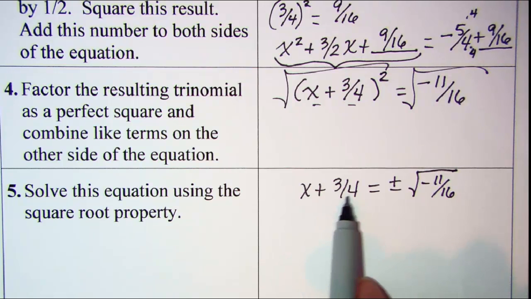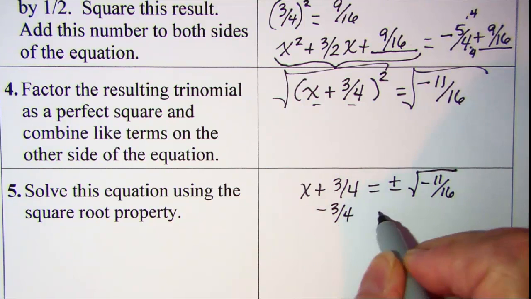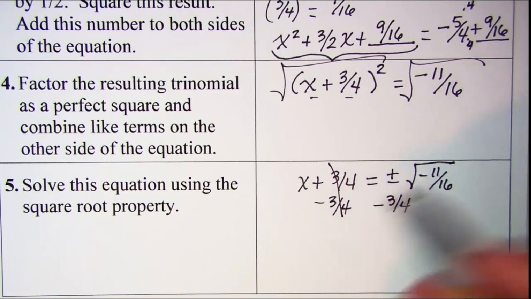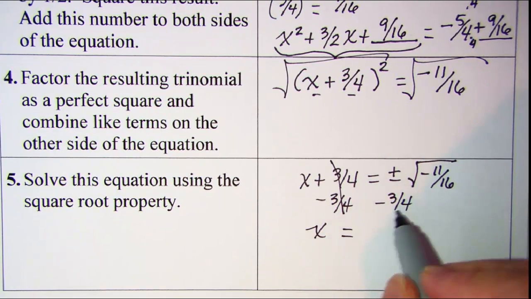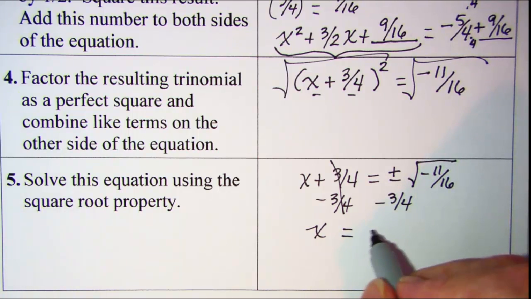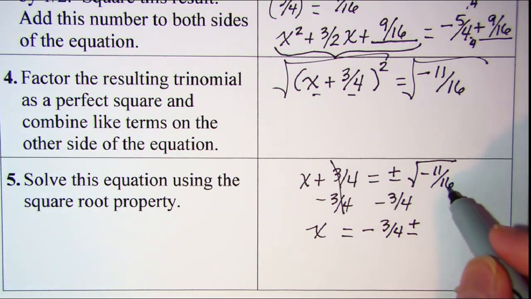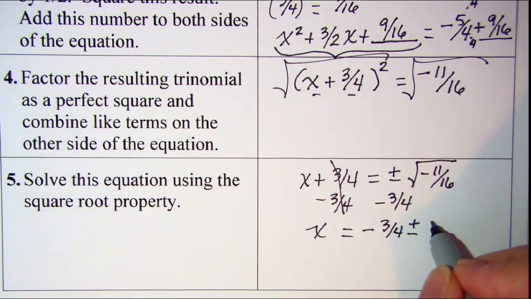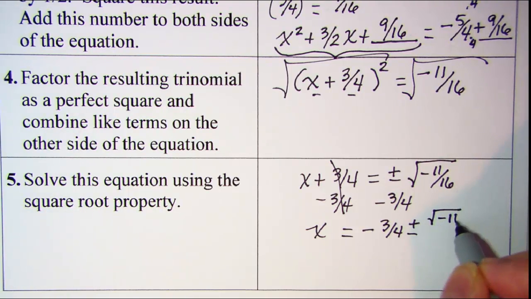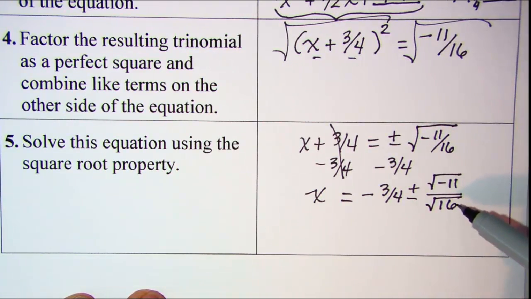Now I'm solving for x, so I need to remove this 3/4 from the left side. I'll subtract 3/4 from both sides. These will cancel, and I have x is equal to, now this is a rational number, and this is irrational, so I can't combine those. I have to write them as separate terms of negative 3/4 plus or minus. And I'm also going to separate this single radical into two radicals. I have the square root of negative 11 in the numerator and the square root of 16 in the denominator. Now the reason I separated them is because I can square root this 16 in the bottom.